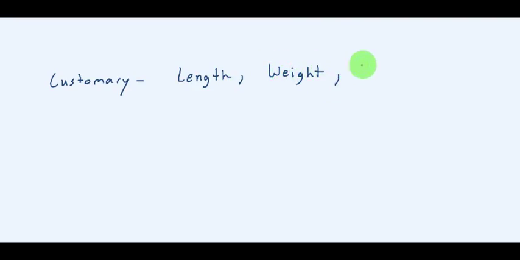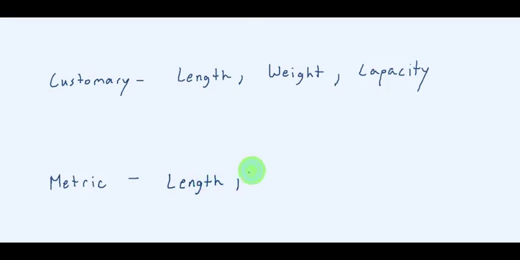So in the last lesson you learned you can use customary units of measure. And if you use these units, you can measure the length of objects, the weight of objects, and also their capacity. Now the metric system's similar. You can measure the length of objects, their mass using the metric system.